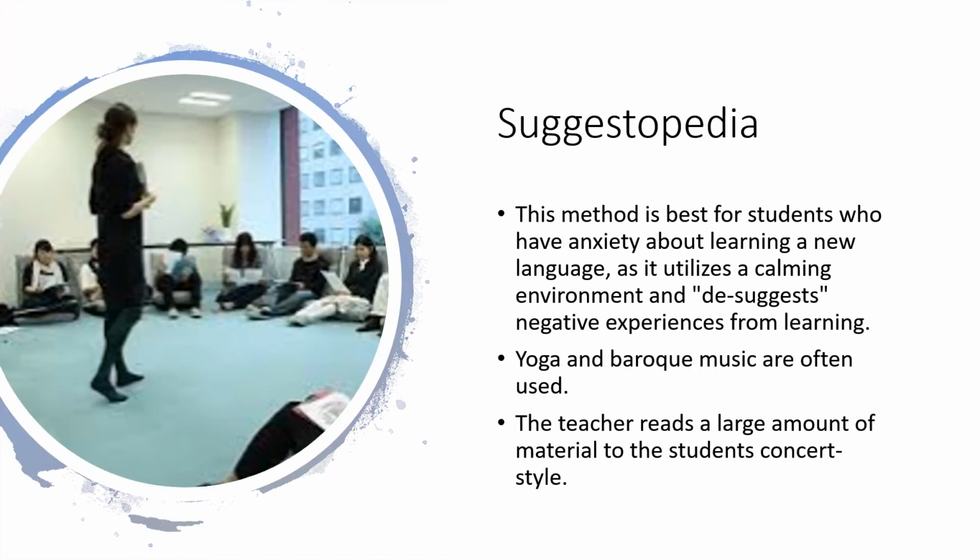Suggestopedia, or desuggestopedia, is used for students who have anxiety about learning a new language and is taught in a calm, peaceful environment. Seating should be comfortable, and the teacher should play soft music such as Baroque, alpha wave study music, or forest sounds. In these lessons, students are asked to be as childlike as possible.